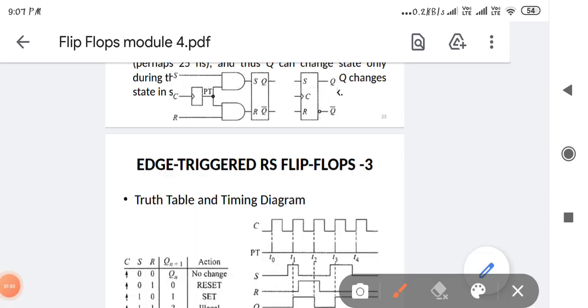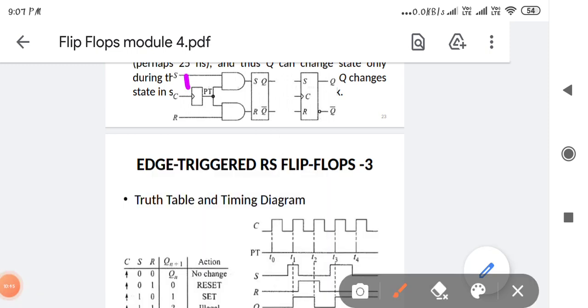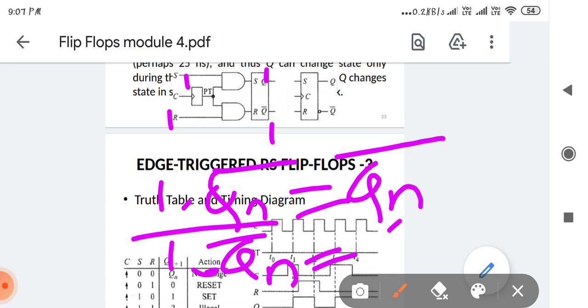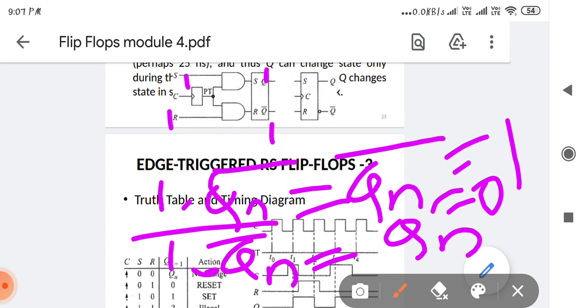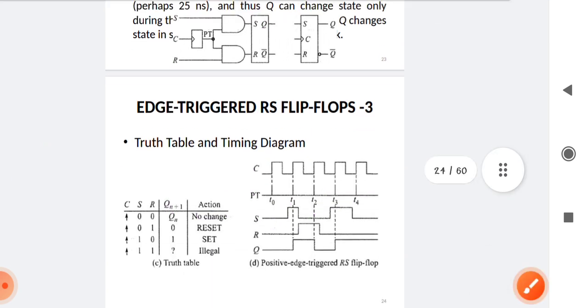Next one is that one. Can we use it? Both are 1 1, high high high. 1 into Qn equals Qn bar. 1 into Qn bar whole bar equals Qn. In this condition it is a 0 and high comes like that. This is an illegal condition. Practically it will not come. Can we see that one?